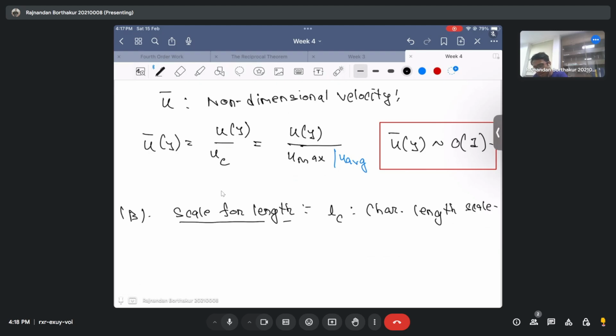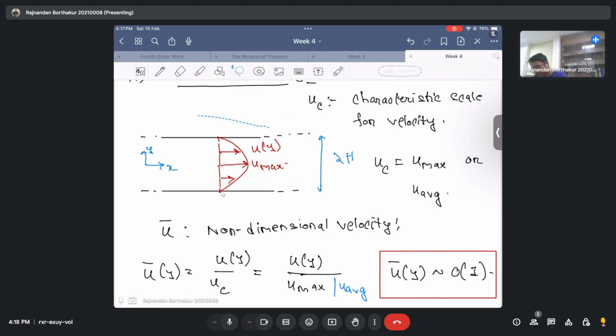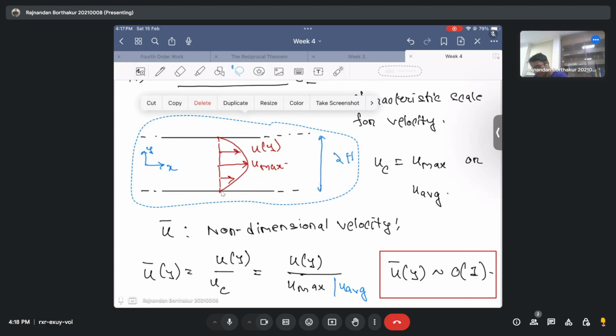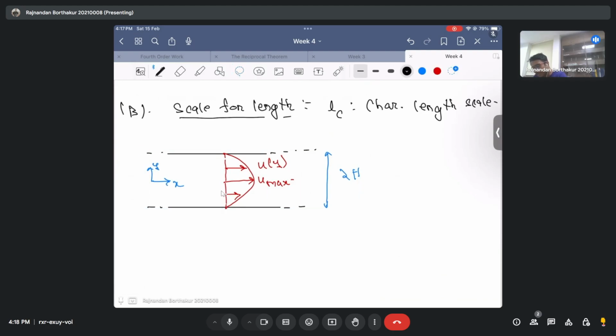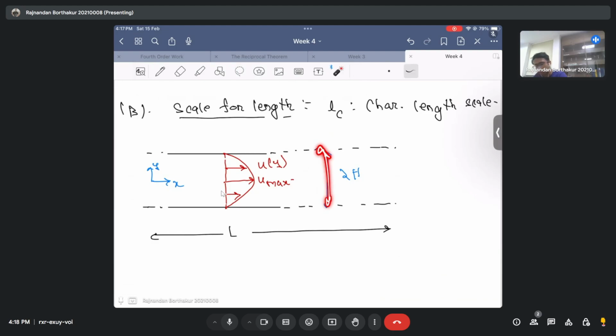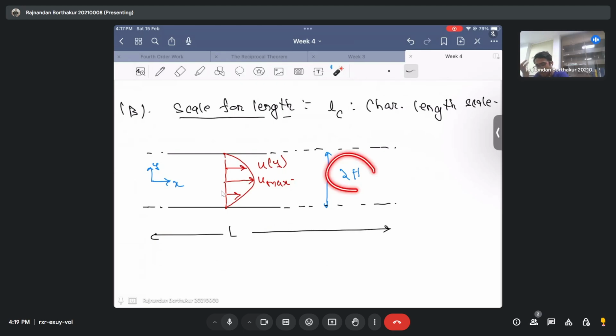Now, here I want a little bit of your attention. Once again, let's consider the prototypical pipe problem that I just stated. Let's say I have a pipe of very large length, let's say L. That means this pipe extends from here to here, and the height of this pipe is, let's say, twice h. Now, if I ask you what is the characteristic scale for length, you have two options. You can say my characteristic scale for length is the length of the pipe, or you can say it is the height of the pipe.